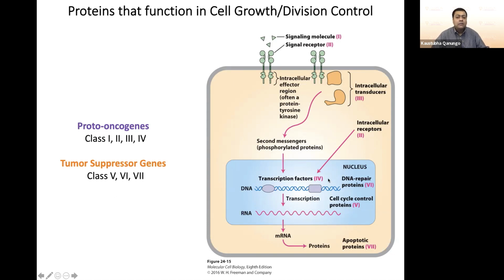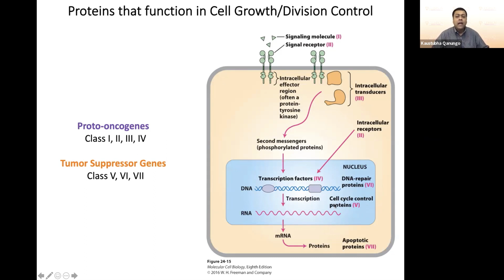So again, remember that all these, one through four, if you have a gain of function, that means that when it should not be turned on, they're on at that time wrongfully, gain of function will cause cancer. The next one is the tumor suppressor gene. We start with a five, cell cycle control protein.